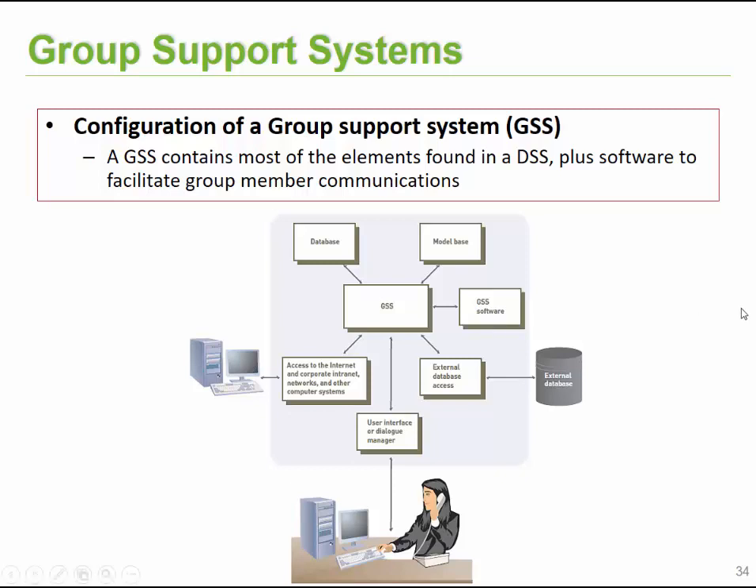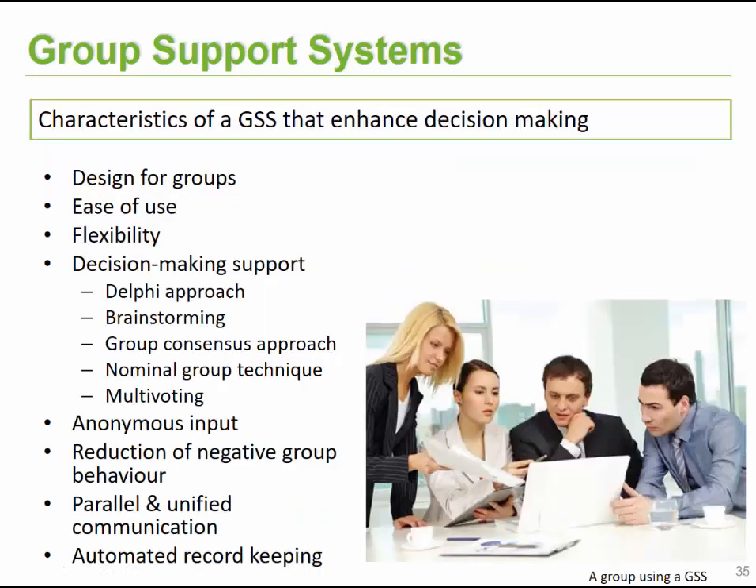Now, let's continue to look at some of the characteristics of group support systems. These systems are typically designed for groups. They will allow ease of use, they will be flexible, and they will support decision making by following various approaches. For example, the Delphi approach, brainstorming, group consensus, nominal group technique, as well as multi-voting. Now, each one of these will be explained in more detail in the following set of slides.